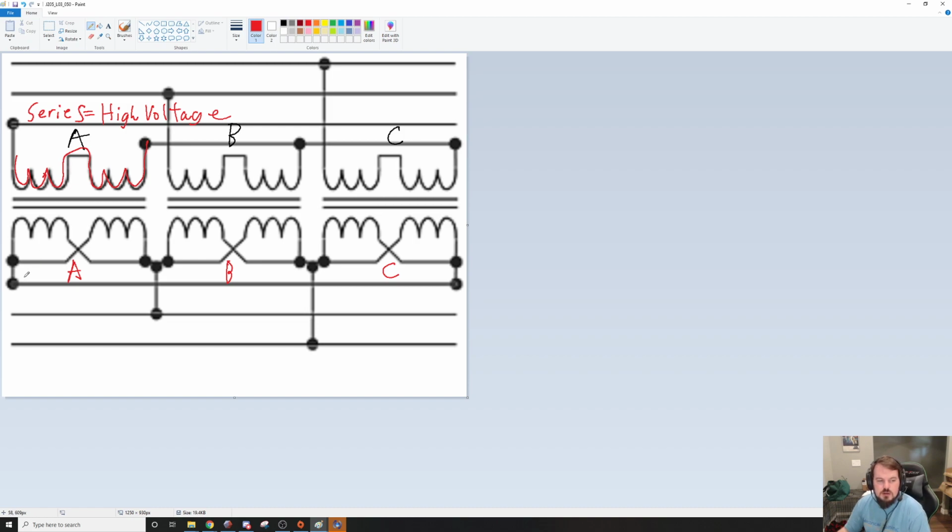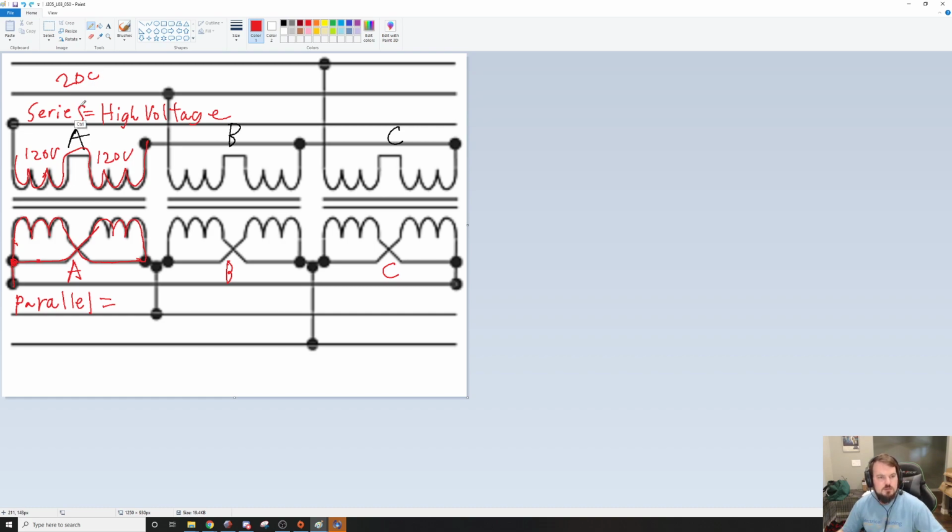And then down here, if voltage came in, it would split and come through the 2 coils. So the 2 coils are in parallel. And if they're in parallel, the voltage is the same. So if these were all 120 volt coils, this one up here would be 240.